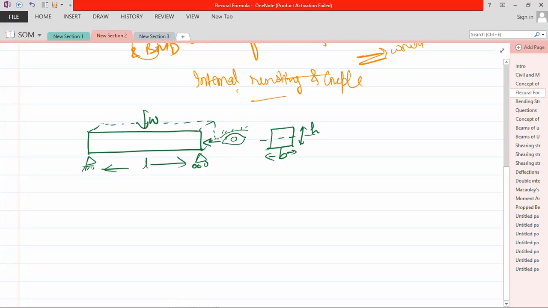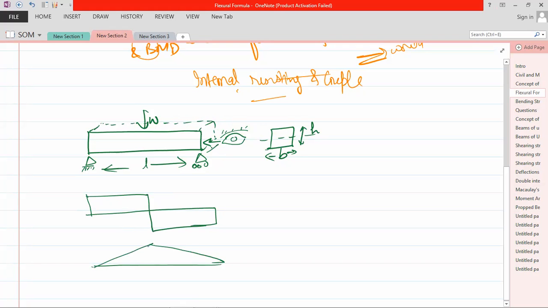This is B and this is H, and I put a load W. The shear force diagram will be like this, and the bending moment diagram will be like this. Now I want to find the bending moment at this point A. The bending moment at point A is W by 2 into L by 2, which is WL by 4.